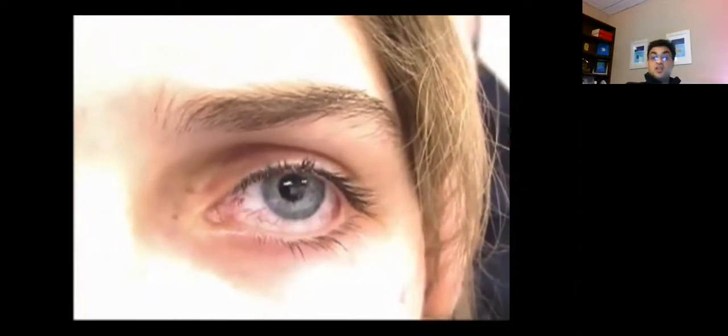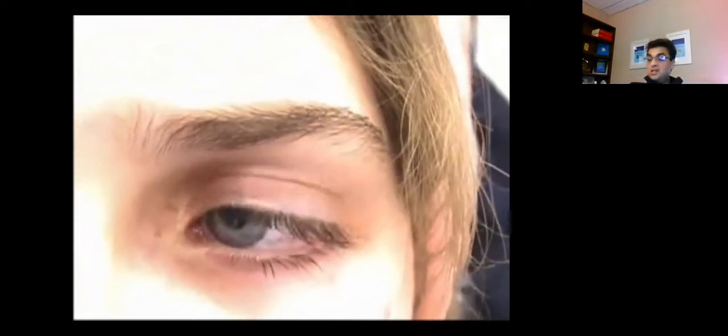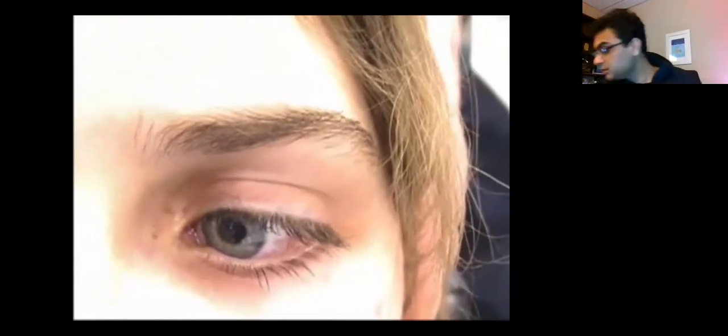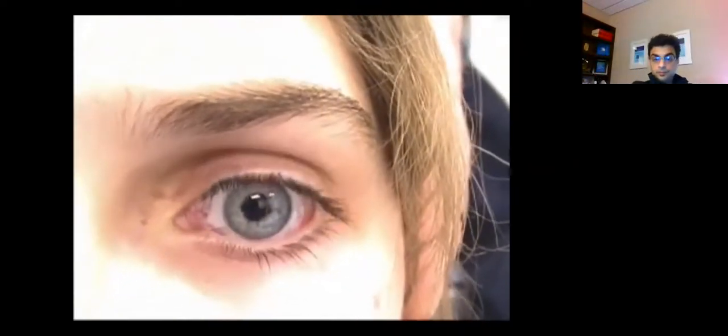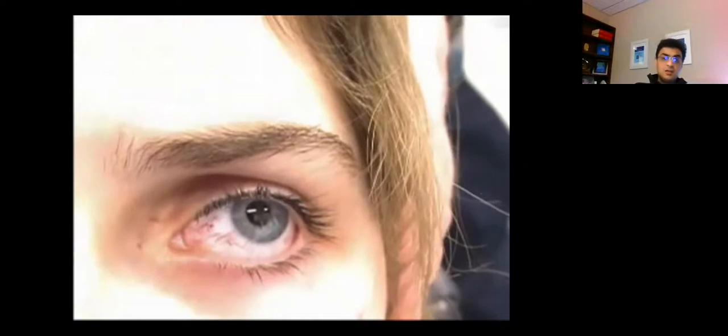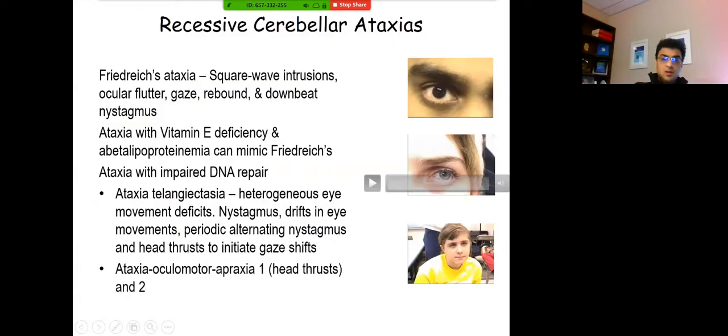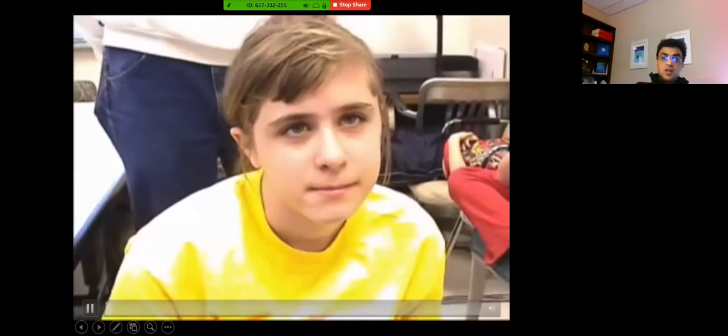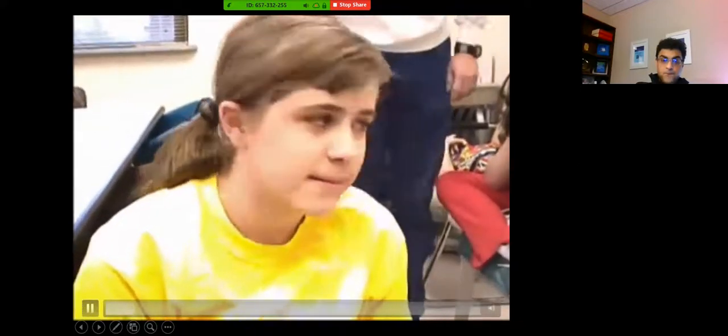And another form, which is a cousin of ataxia telangiectasia, is ataxia with oculomotor apraxia. This is the same patient you saw. So she's not able to make saccades, but instead of making a saccade, she's making head movements.